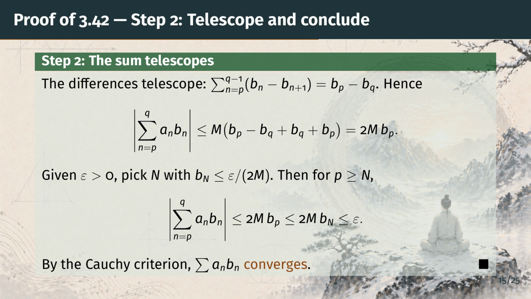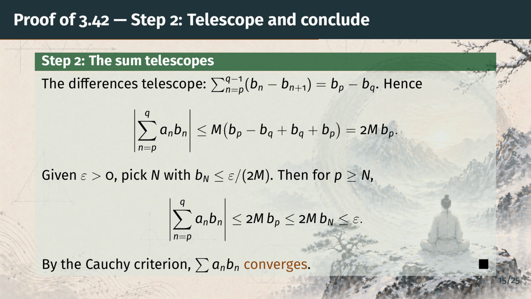Step 2 finishes the argument. The sum of the consecutive differences telescopes. Almost everything cancels, leaving just b sub P minus b sub Q. Adding the two leftover boundary terms, b sub Q and b sub P, the b sub Q pieces cancel, and we are left with twice capital M times b sub P. This is the collapse we predicted.